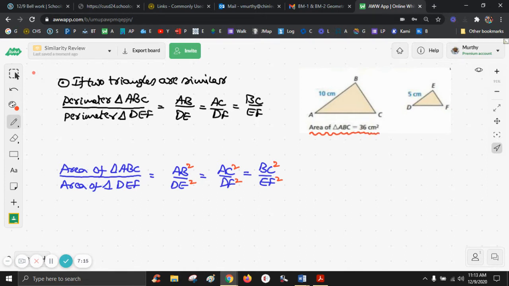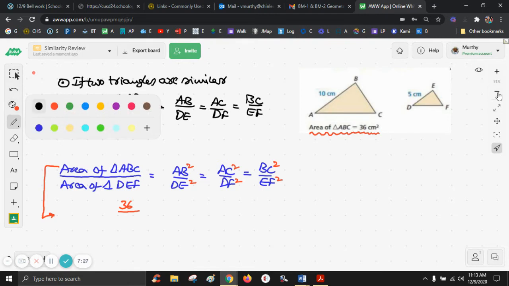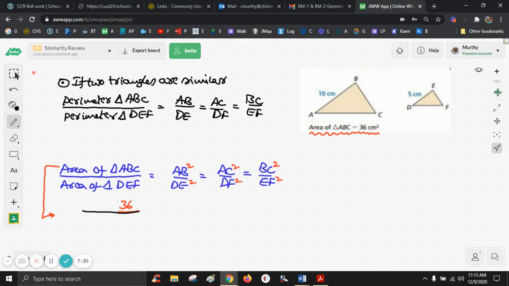So the area of triangle ABC is 36. Let me plug in the value in place of the area of ABC, which is 36 units over, I don't know the area of the other triangle. So let it be the area of triangle DEF. You can take any one of these three sides. I'm taking 10 here, and I know the corresponding value is 5 here. Therefore, it's going to be 10 square because AB is 10 and DE is 5, so it is 5 square.